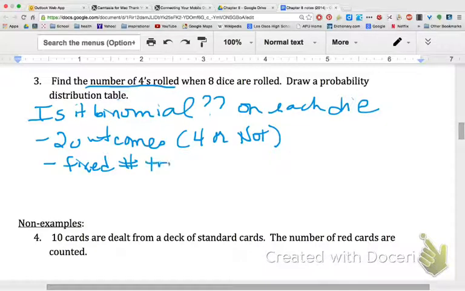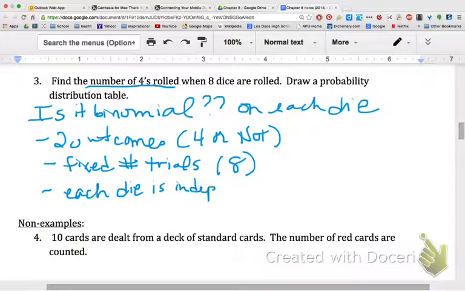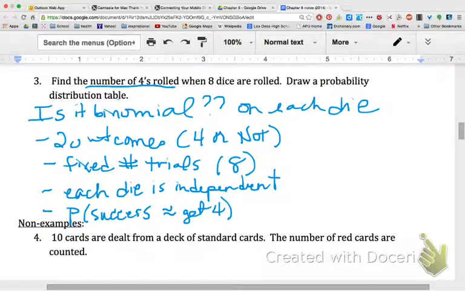That would be the 8 dice that I'm rolling. I'm going to keep track on each one. And each die is independent of the others. And then my fourth condition is the probability of success, which in this case is I get a 4, is fixed at 1/6. So it is binomial.